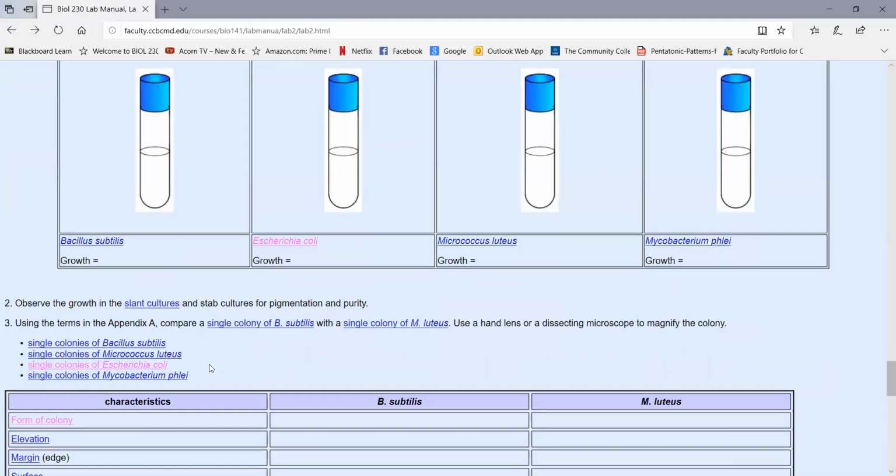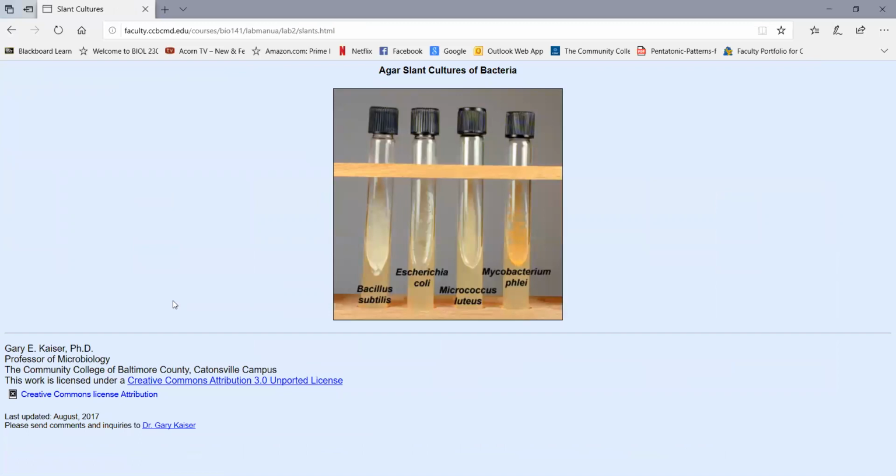Then you're going to observe the growth on your 4 slant tubes. And here's a picture of the 4 bacteria growing on slant tubes. Now, you don't have to draw these. You don't have to know anything about them. You just want to check the 4 tubes and make sure the bacteria grew. If they didn't grow, then you obviously did something wrong.